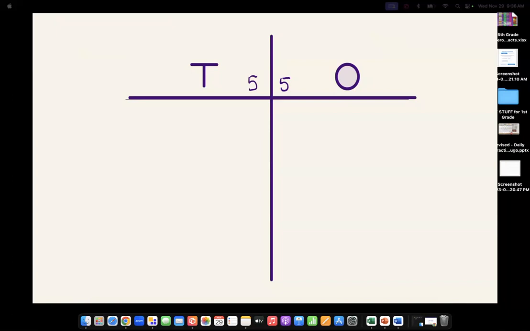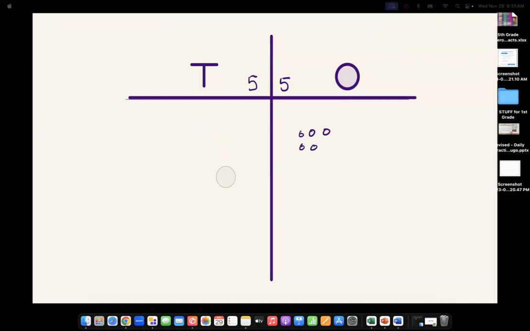Good job, Ava. Good job, Bella. I can see the brains turning and spinning, wheels turning and spinning. Nicely done, Bella. Good job, Ava. So we have 10, 20, 30, 40, 50, 51, 52, 53, 54, 55.